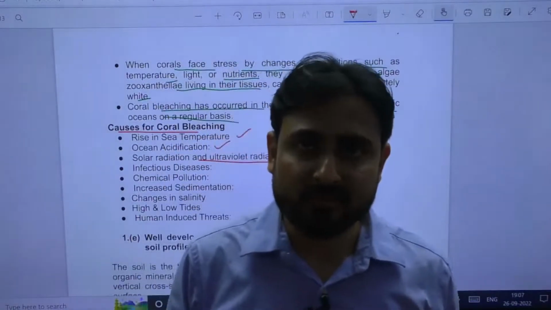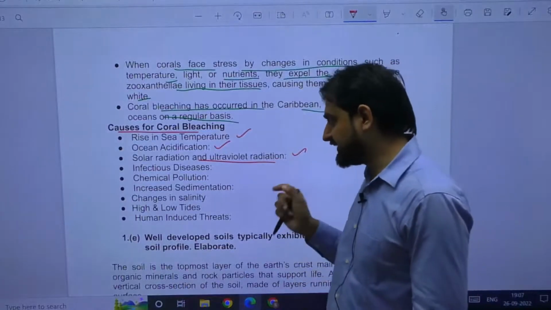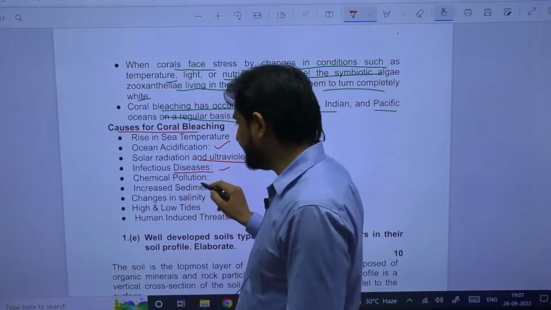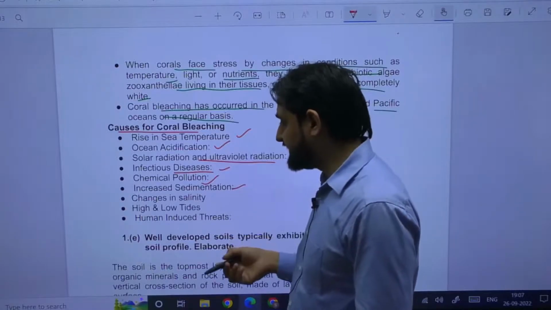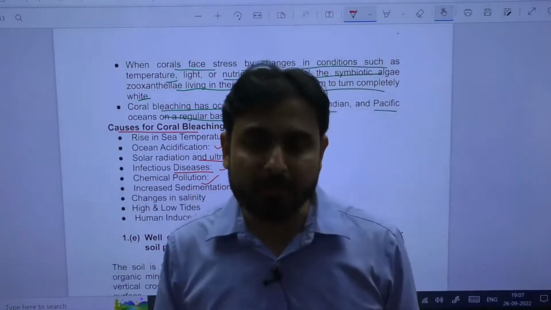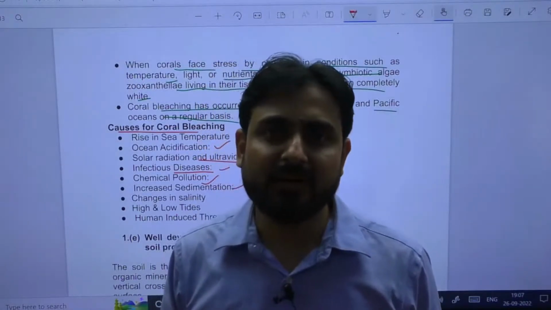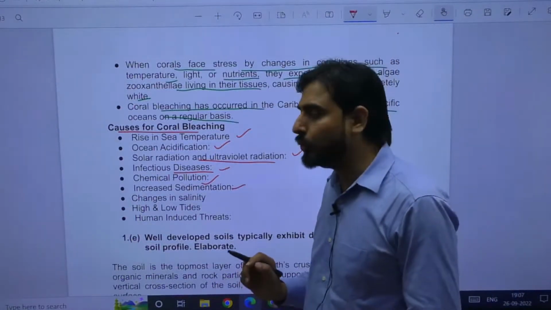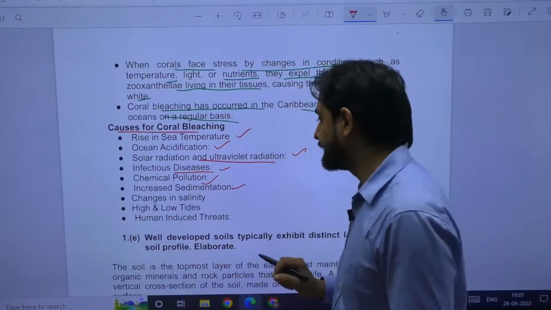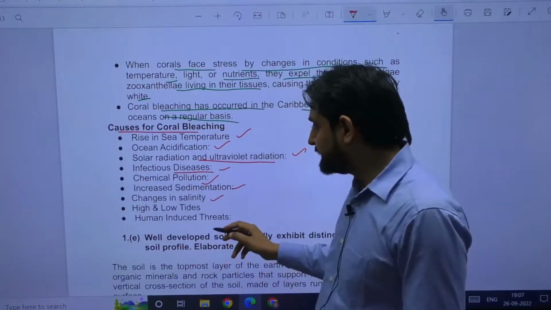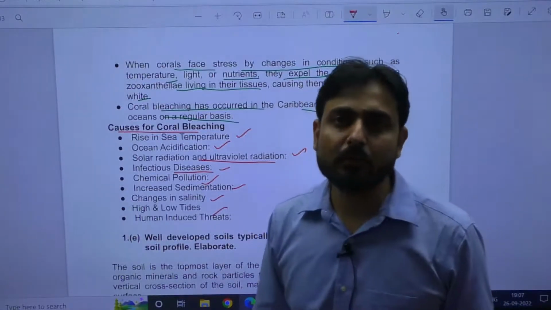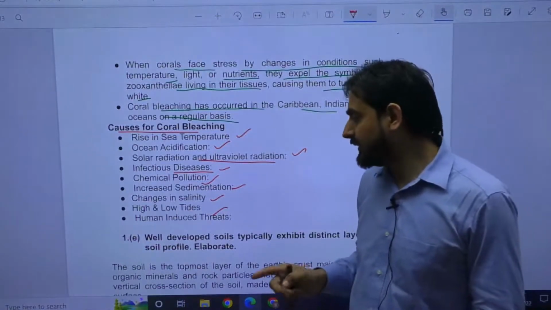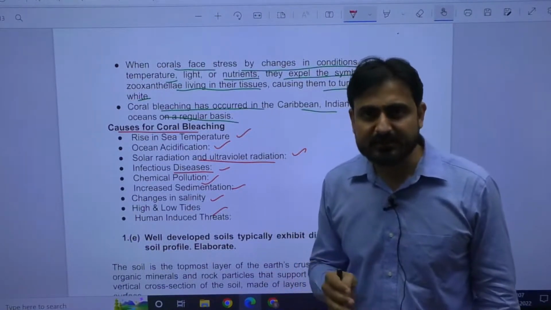Generally coral are also found in the photic zone where sun rays get penetrated. Different infectious diseases, chemical pollution, sedimentation, generally they are not developed around the mouth of the river in very disturbed water. Generally they get developed within very calm, cool or sustainable water. Change in the salinity, high and low tide also impact the penetration of solar radiation. So this also disturbs the coral reefs.